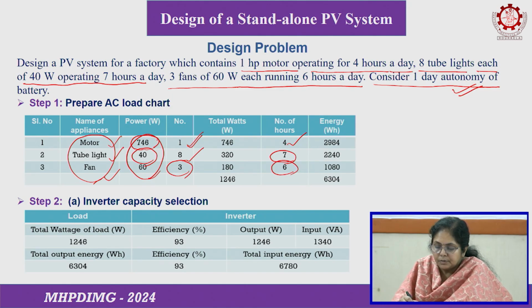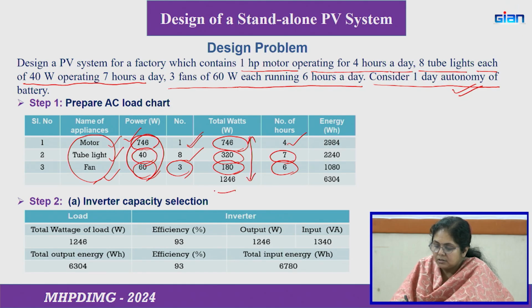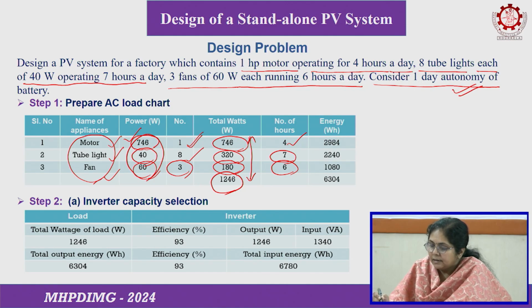Correspondingly from each appliance, we can calculate the wattage requirement. So, tube light 40 watt each, 8 numbers, so 320 watt. Similarly, fan 60 watt each, 3 numbers, so 180 watt. So, total wattage requirement or the load requirement is 1246 watt if you add up. So, that is the AC load chart we have prepared, and it is used for how many hours per day: the motor is used for 4 hours a day, the tube light 7 hours and the fans 6 hours.